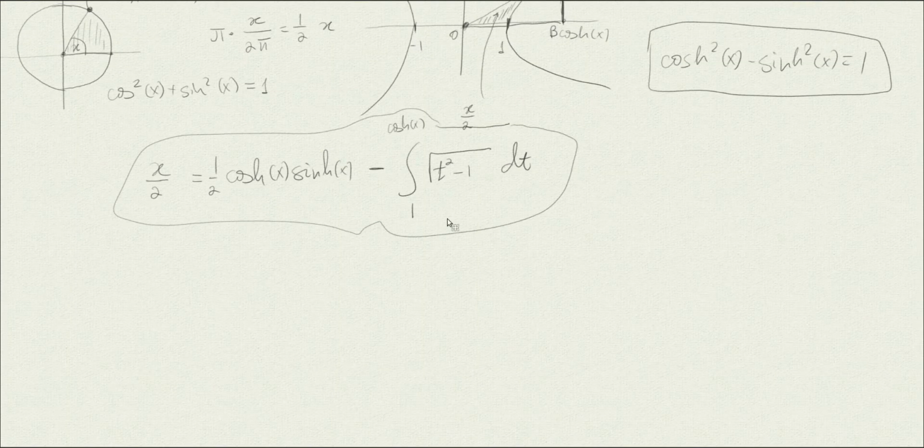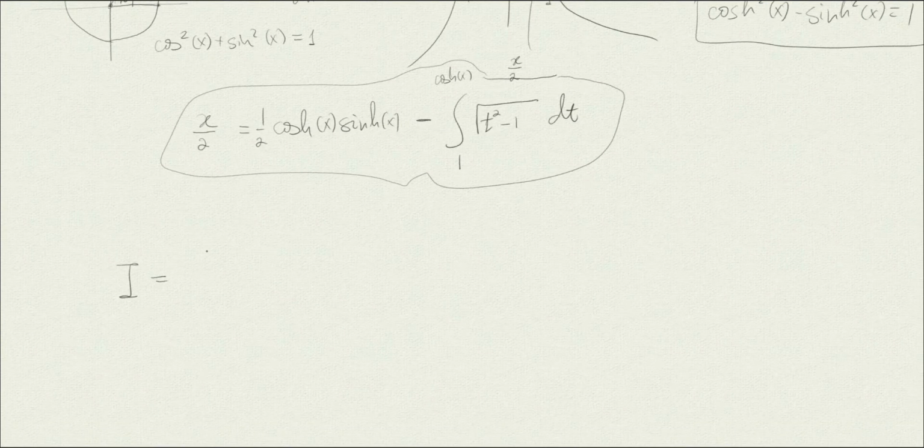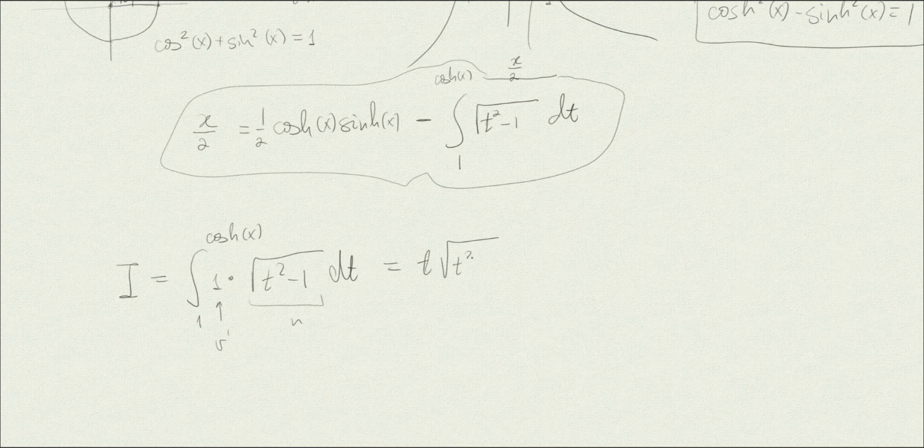So we need to compute this integral. Let us do an intermediate computation and denote by I this integral from 1 to the hyperbolic cosine of x of the square root of t squared minus 1. Let's do this by parts. Assume that we have here 1 times this, and so we'll choose this as v prime, and this will be u. And so we have uv, which is t times the square root of t squared minus 1, and we need to take it from 1 to the hyperbolic cosine.